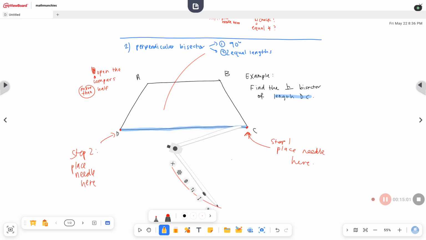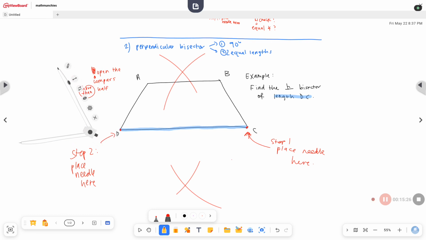Then after that, I'll place the needle here. Oh my God, please don't move. Don't move. Oh my gosh. Then after that, I'll mark it out here. Don't move. I think I'm getting better at this. And mark it out here. Can you see that? Okay, oh my gosh. Okay, got it, guys?